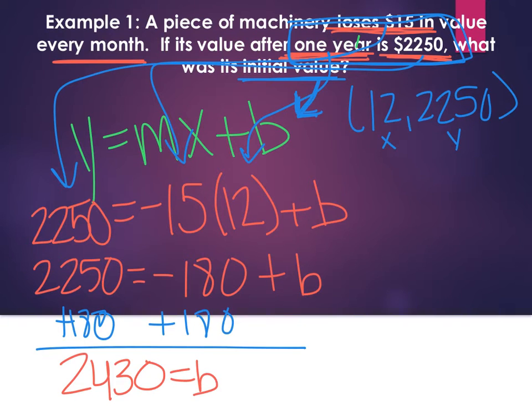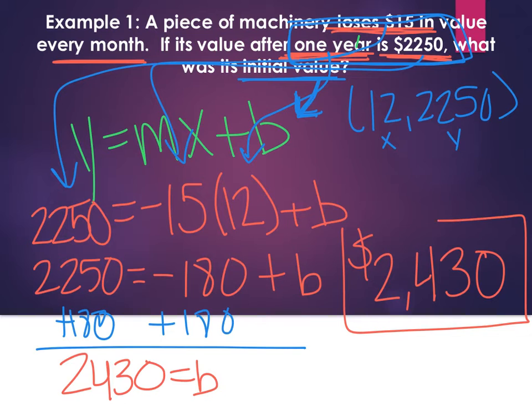So the initial value of the piece of machinery is $2,430. It's like a car. When you buy a car, it depreciates. And so this is the same thing. They bought a piece of machinery and it's depreciating every month. And that's your final answer. One more example.